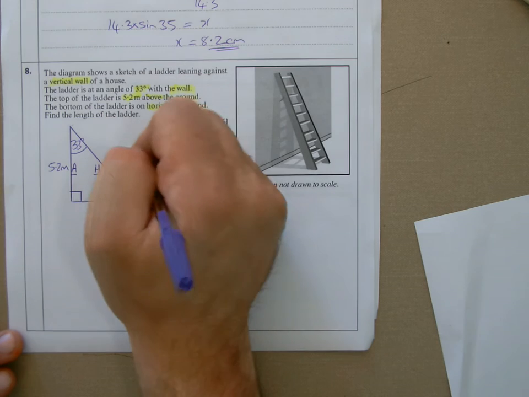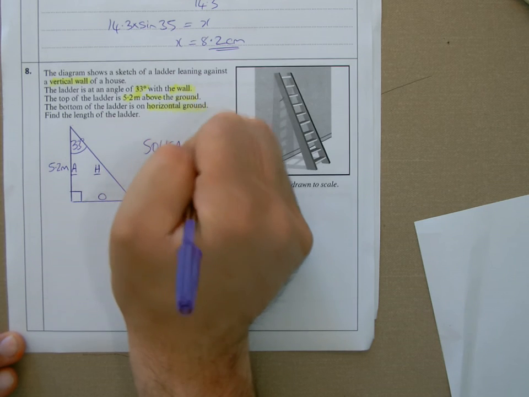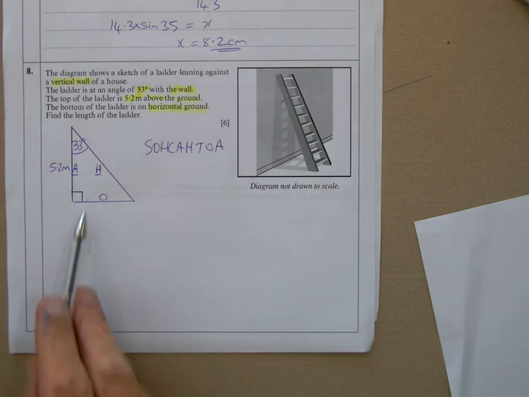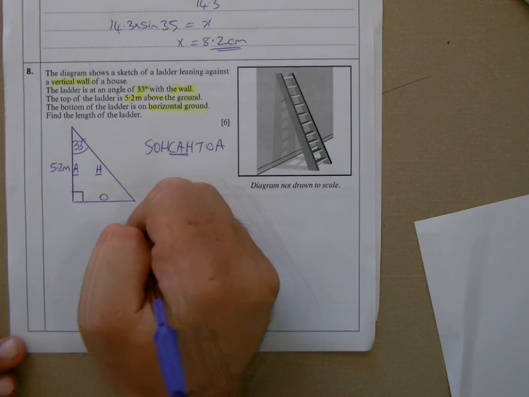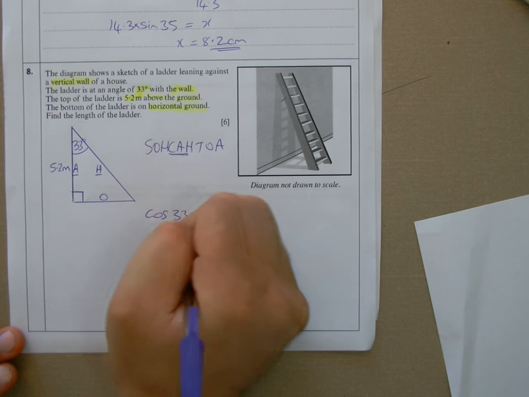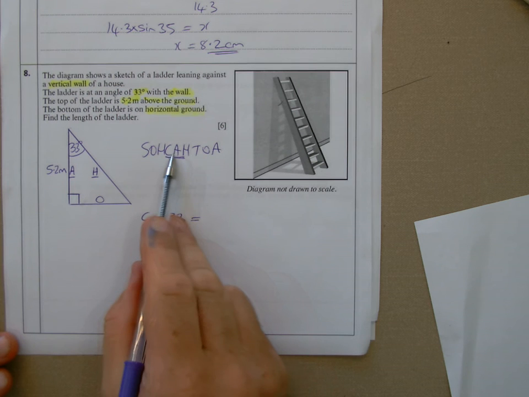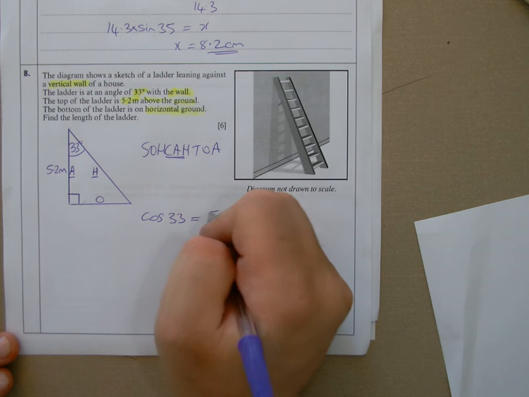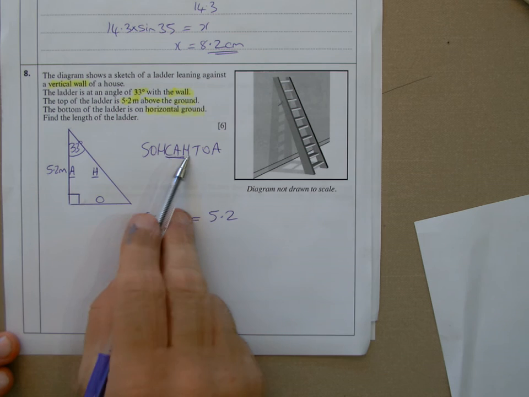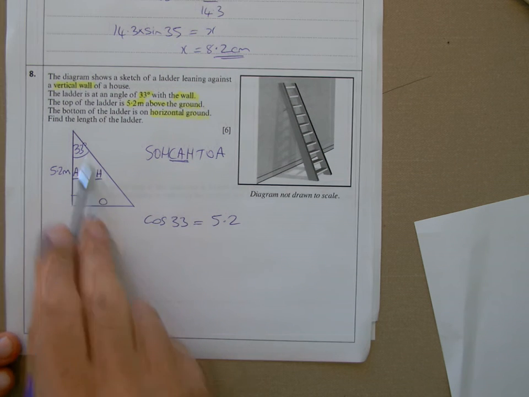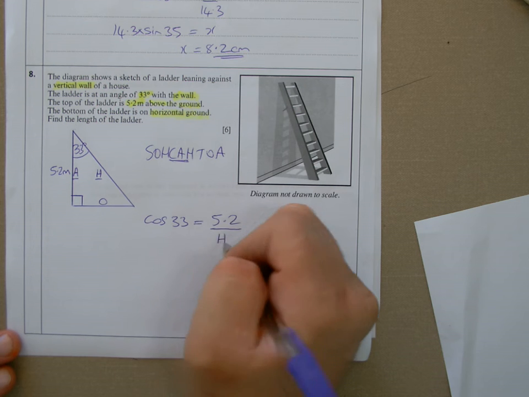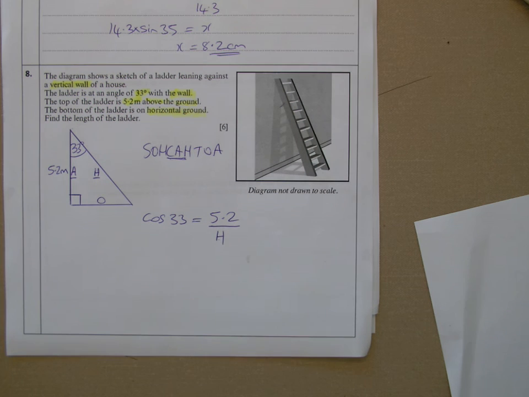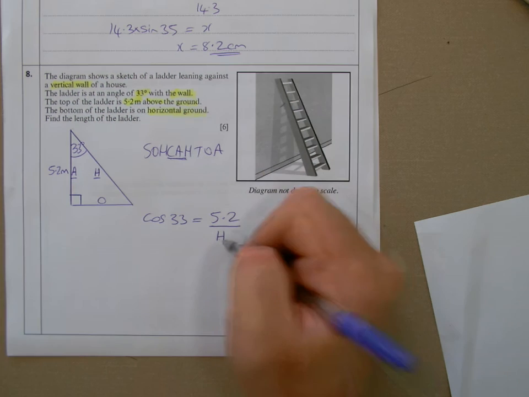So when I write out SOHCAHTOA, let's see which one I've got A and H in. Of course, it's that middle one there, the cos. So it'll be cos 33, the angle. Let's follow this order: cos 33 equals A, which is 5.2, divided by H, which is the length of the ladder. Now, I don't know what that is, so I'll call it H. You can call it X if you want, call it whatever you want. But that's what I want to work out, the H.